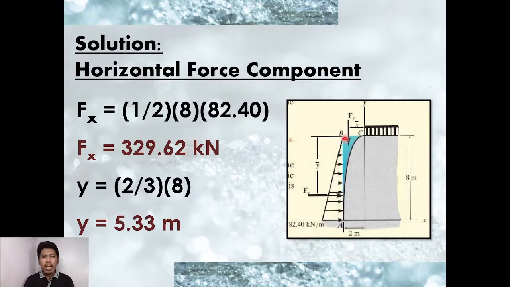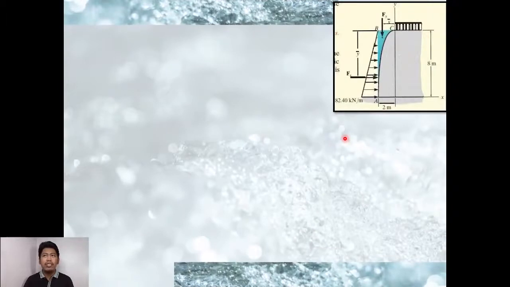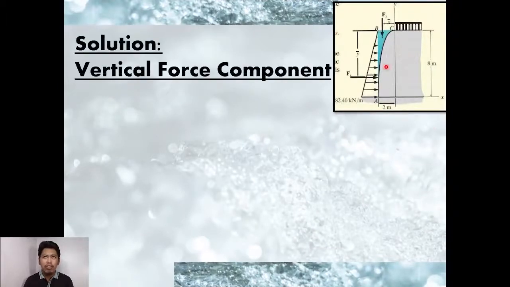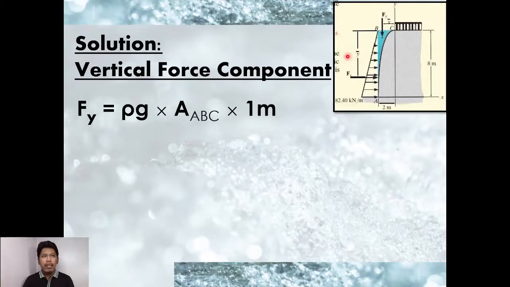Since we have that, let's now find the vertical component. Relative to the illustration again, for the vertical component, the formula is rho g multiplied by the area.